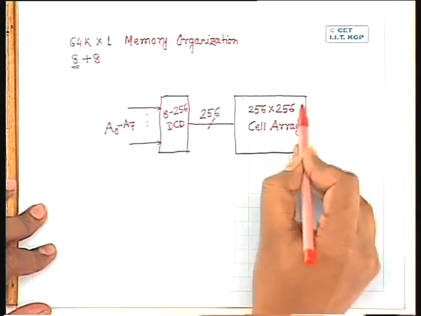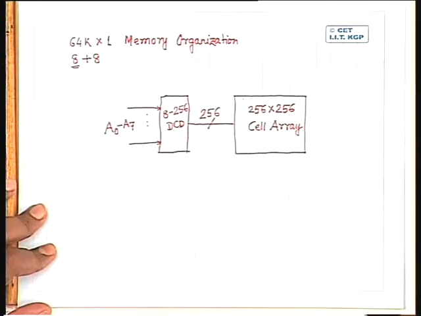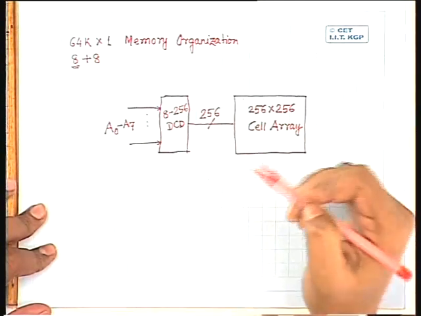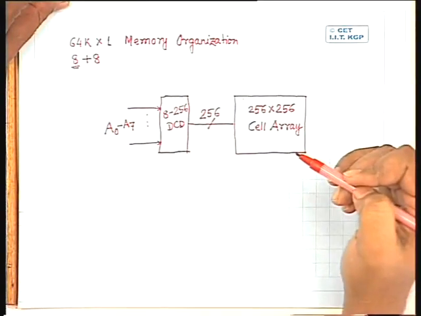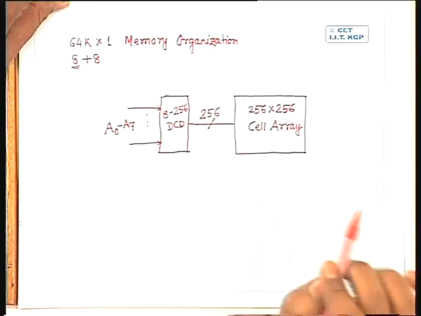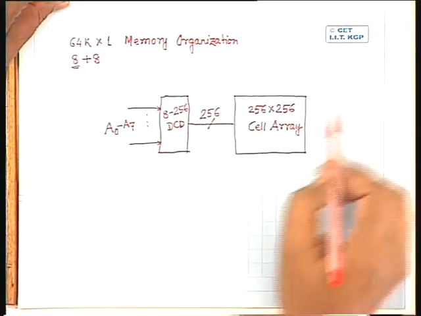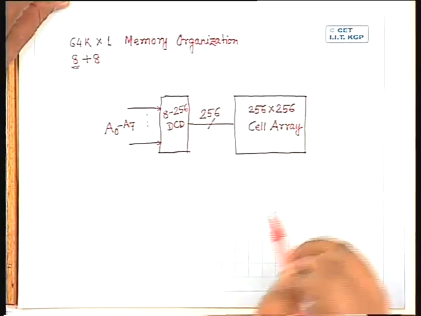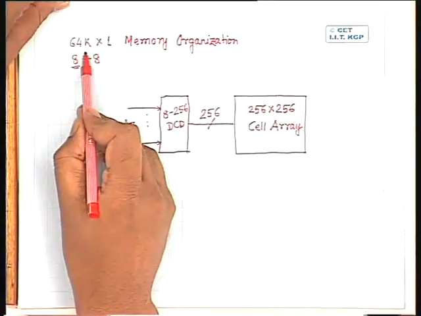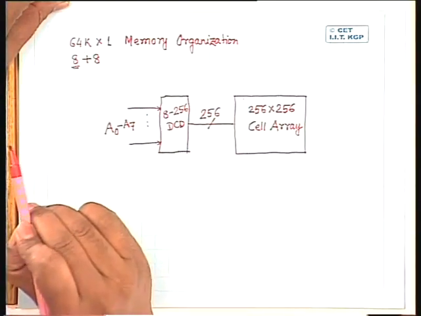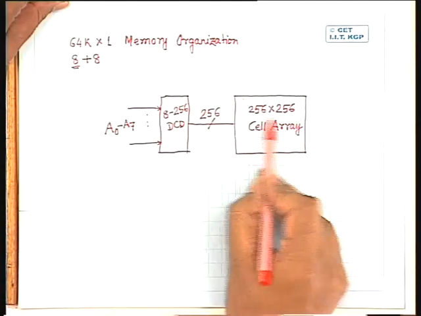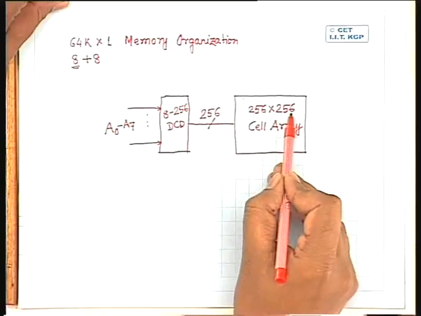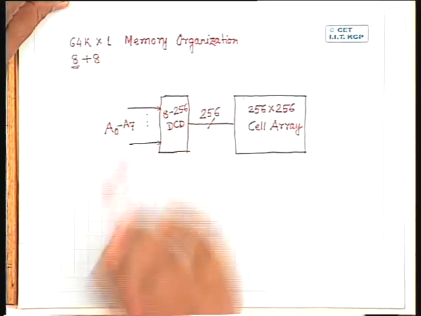And the corresponding row in this 2-dimensional cell array will be selected, right? So when a row is selected, all the cells in that particular row will be available either for reading operation or for writing operation. Now, out of these 256 cells belonging to a particular row, I have to select one particular cell, because my organization is 256K by 1 memory organization. So when I am selecting a particular row either for reading or writing, I am selecting all the 256 cells belonging to that row with the help of this row address decoder.